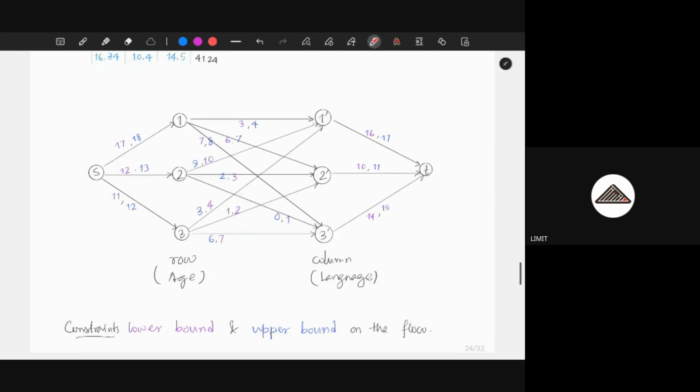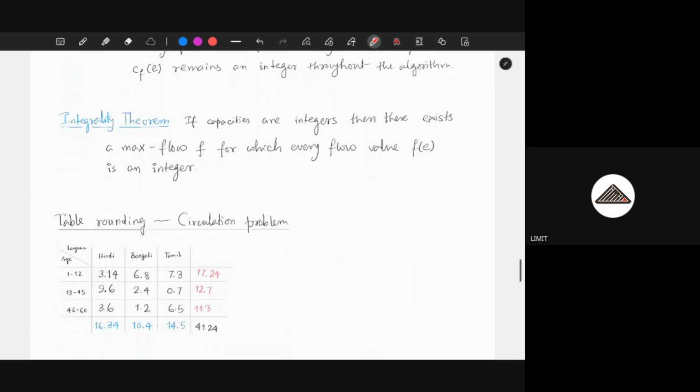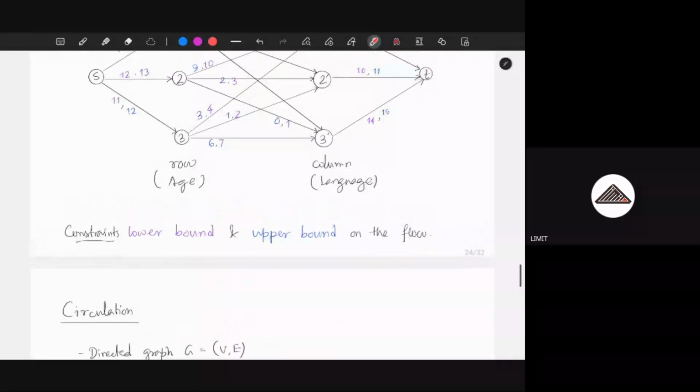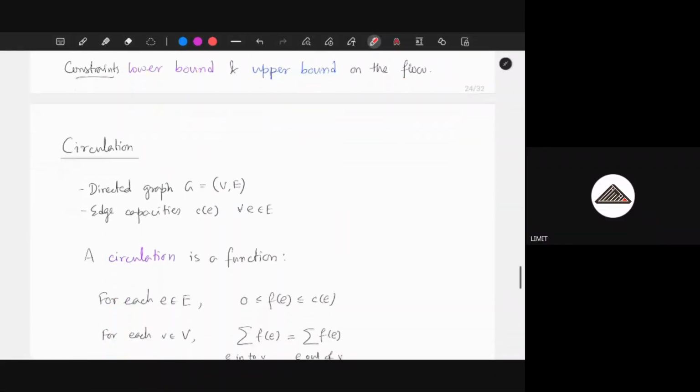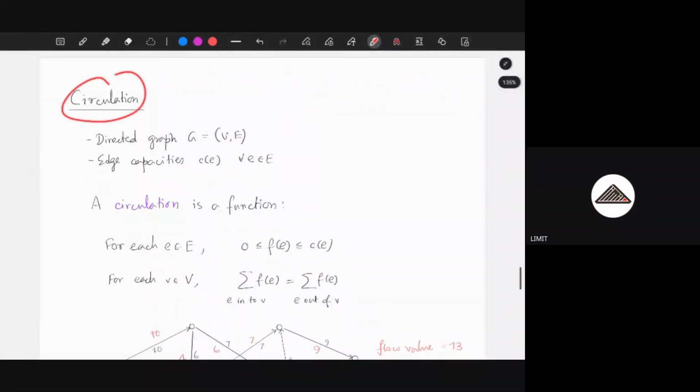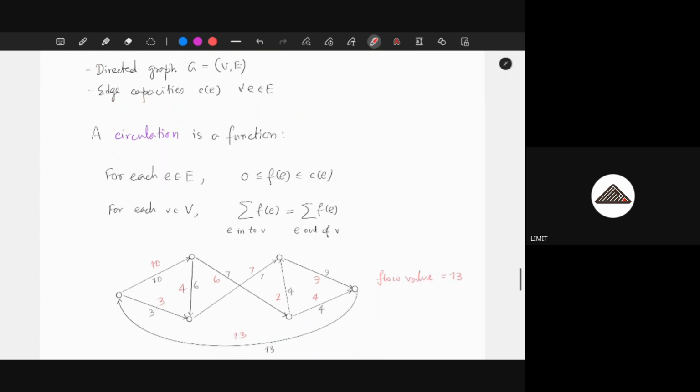Maybe you can modify this to get a result for the lower bounds as well. So we have a lower bound and an upper bound on the flow. So now we talk about circulation. So what is circulation? Just like before, I have a directed graph with edge capacities, and a circulation is a function.